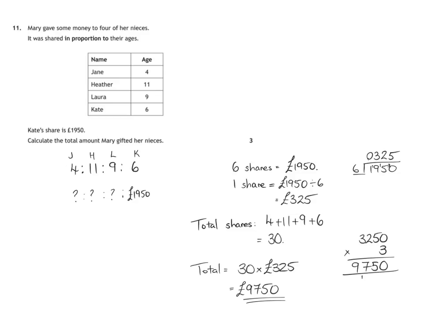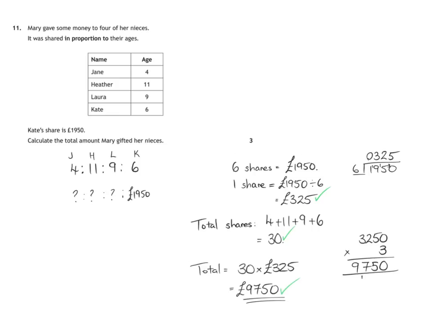Marks here. First mark was for knowing or working out that 1 share would be £325. Second mark was for knowing that the total shares were 30. And then finally for timesing by 30 to get your 9,750. Okay, so that's it for question 11.